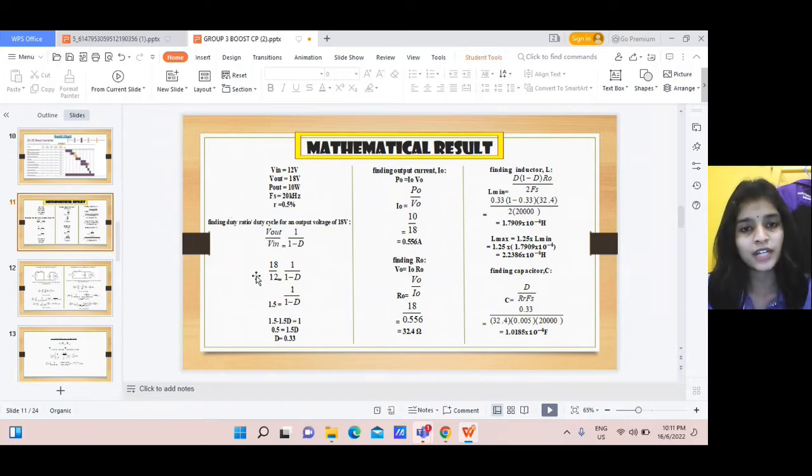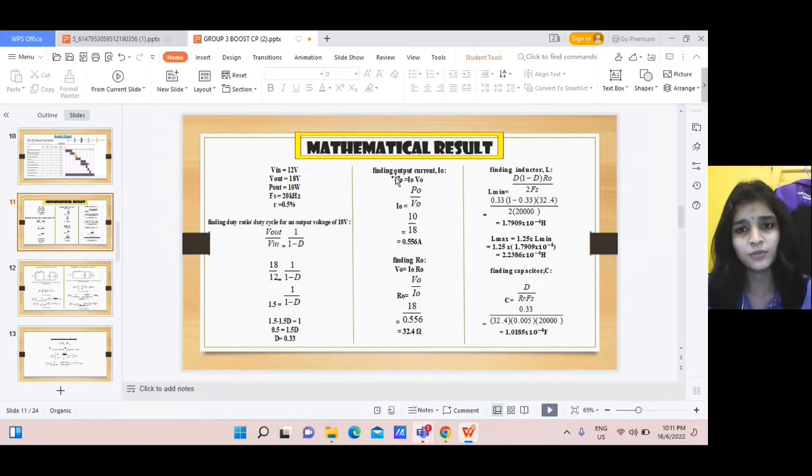So to do the mathematical calculations, the first thing we need to find is the duty ratio or the duty cycle for an output voltage of 18 volt. So we need to use this formula: V out over V in equals 1 over 1 minus D, where D will be the duty ratio. So 18 divided by 12 equals 1 over 1 minus D. Then we can get the D value equal to 0.33.